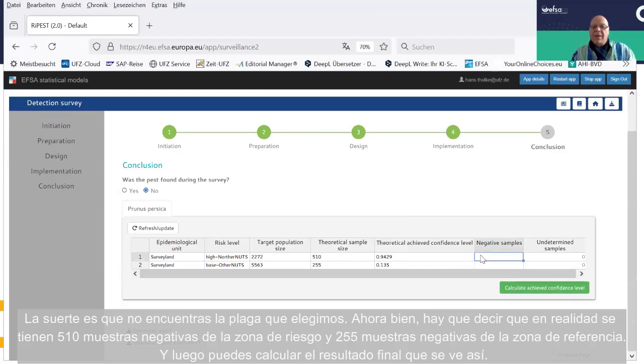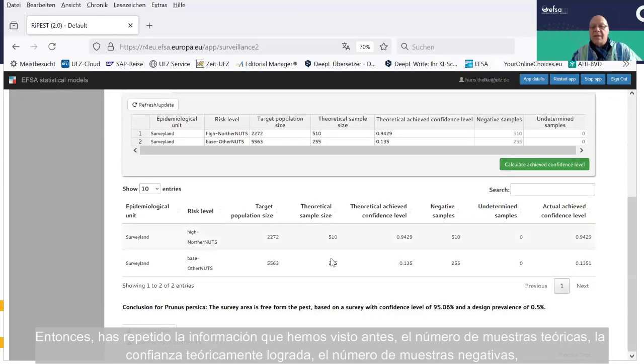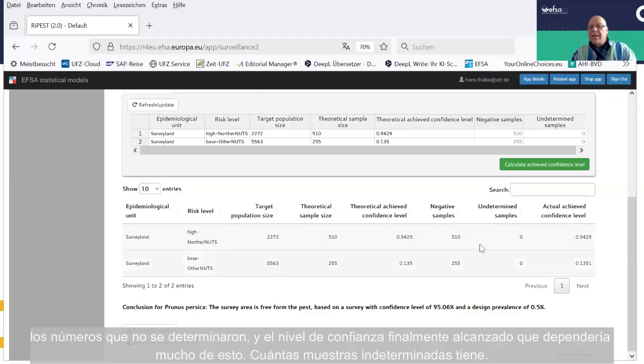Then you have to say that you actually have 510 negative samples from the risk area and 255 negative samples from the baseline area. And then you can calculate the final result that looks like this. So you have repeated the information that we have seen before: the number of theoretical samples, the theoretically achieved confidence, the number of negative samples, the number of samples that were not determined, and the finally achieved confidence level, which would depend a lot on how many undetermined samples you have.